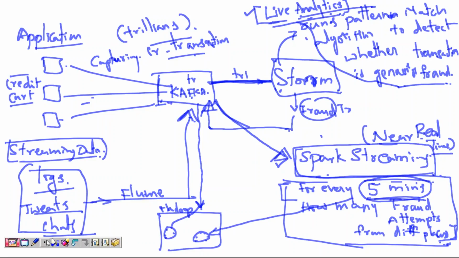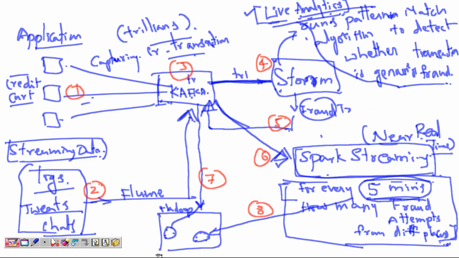Now just observe, I am giving you some numbering here. This is number 1, this is number 2, this is number 3, and this is 4, this is 5, 6, 7, 8. Now try to understand each and everything. What is number 1 doing? In number 1, the applications are directly writing into Kafka topics. So here, why Kafka? Question 1.